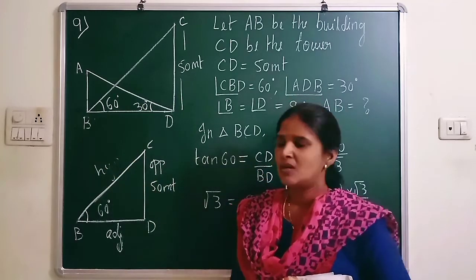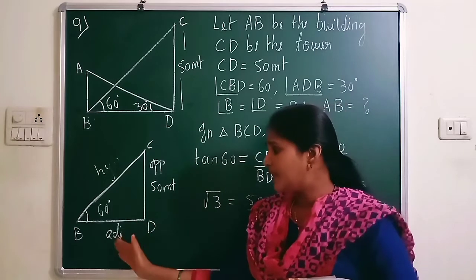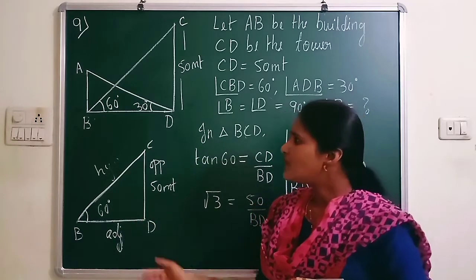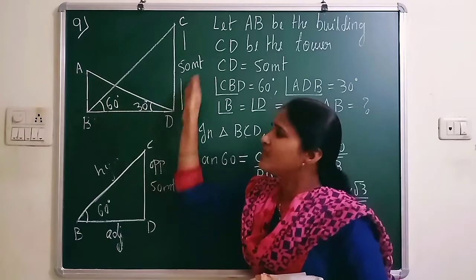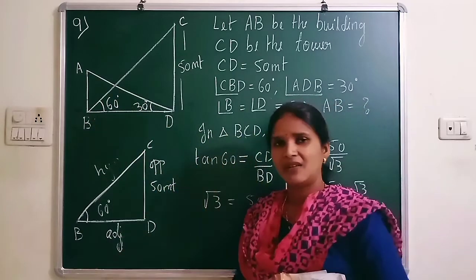So it is of no use. So take BD, along with the opposite, take BD, that is adjacent. Why? Because BD is common for both the triangles. So after this, in future you can eliminate BD very easily.